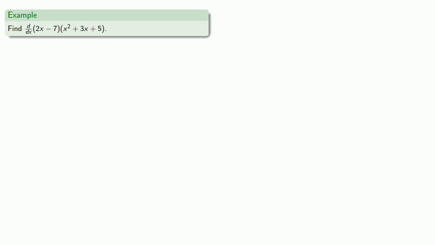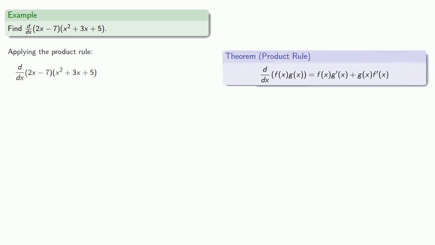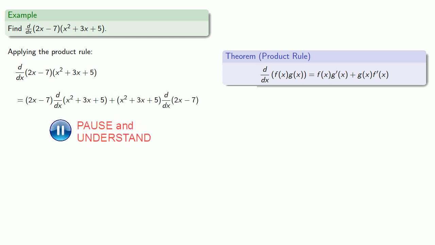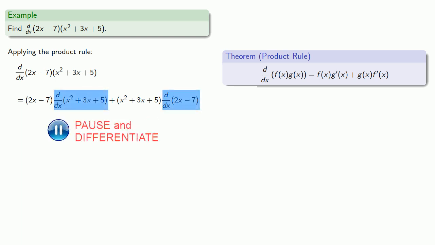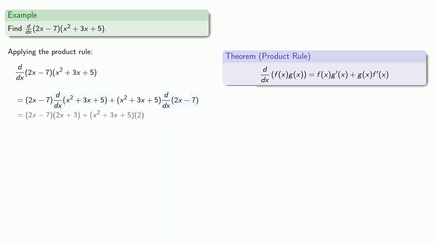So let's go back to that polynomial product whose derivative we actually know. If we apply our product rule, we want the first factor times the derivative of the second plus the second factor times the derivative of the first. And these are both derivatives of polynomials, so we can find those directly. And we get our final answer. And if we want to check, we can verify that this is equal to 6x squared minus 2x minus 11, just as we hoped.